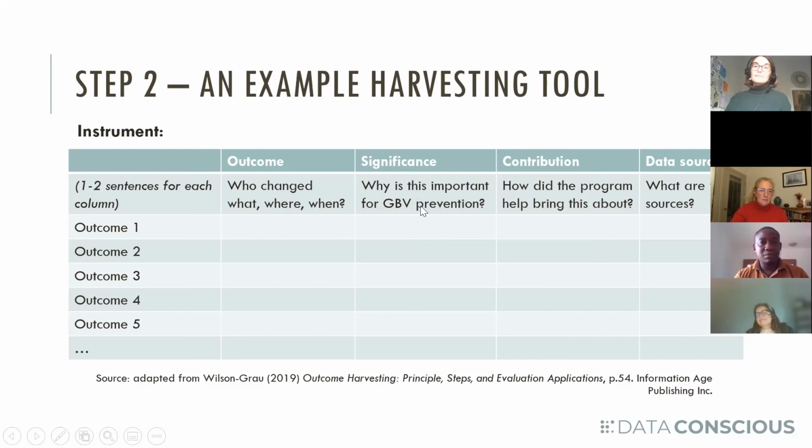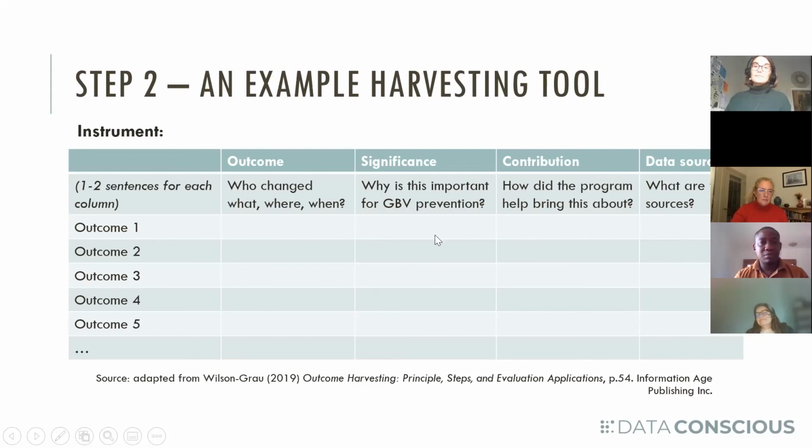And then the significance. Why is that important to GBV prevention? Because it might not be clear, so you need to clarify it. And that's about relating it to the risk analysis. The contribution, how did the program help to bring this about? Is there any evidence of that in the reports or in the conversations with faith leaders or gender champions? And then lastly, what are your sources for that?